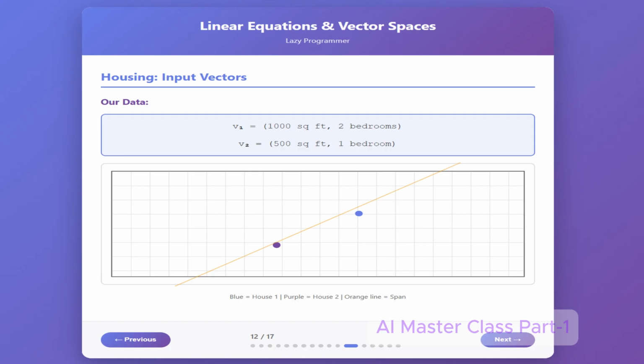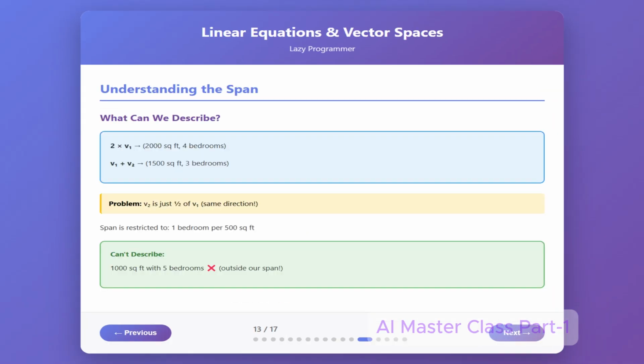Suppose you have two pieces of data. The first vector is a house with 1000 square feet and two bedrooms, and the second vector is a house with 500 square feet and one bedroom. The span here is the collection of all the different house profiles you can create by combining these two inputs. If you double the first vector, you can describe a 2000 square foot house with four bedrooms. And if you add them together, you are describing a 1500 square feet house with three bedrooms.